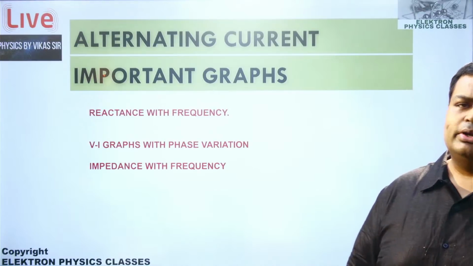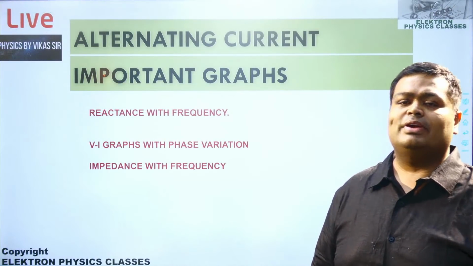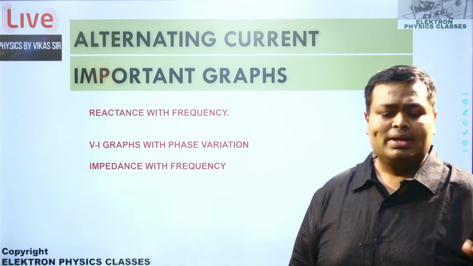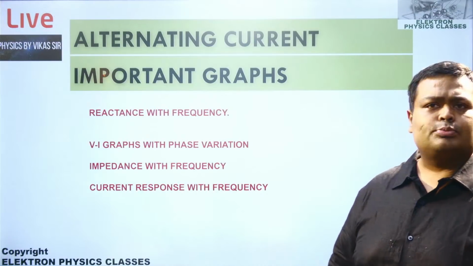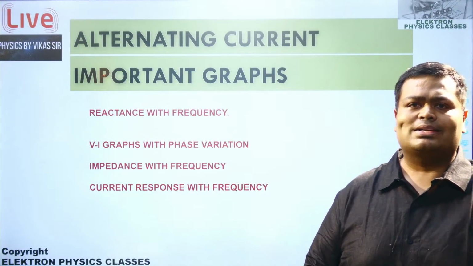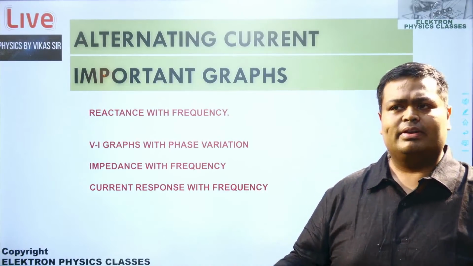And then the impedance Z graph with the frequency: when it gets minimum, when it gets maximum. It gets minimum when? At the resonance condition, right? And then the current response with the frequency, at the resonance it becomes maximum. So both side behavior of the resonance.